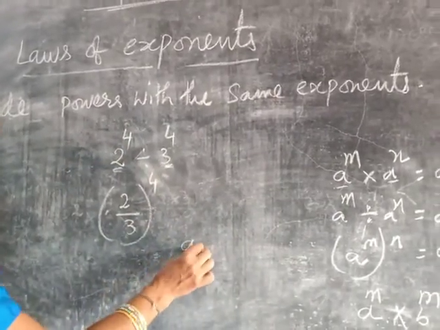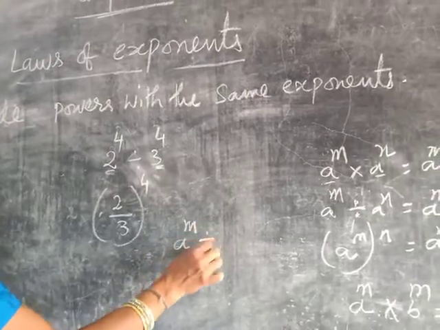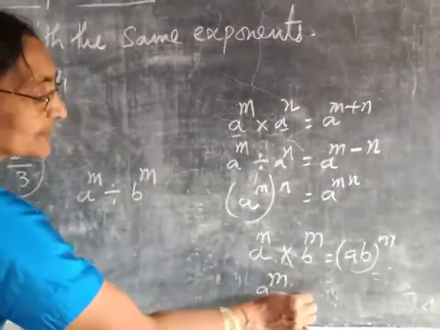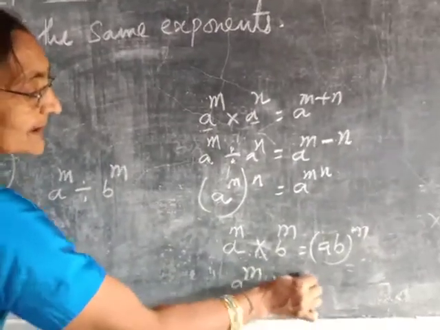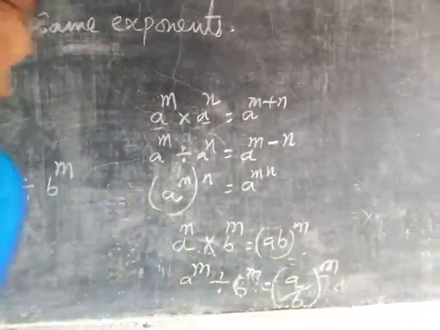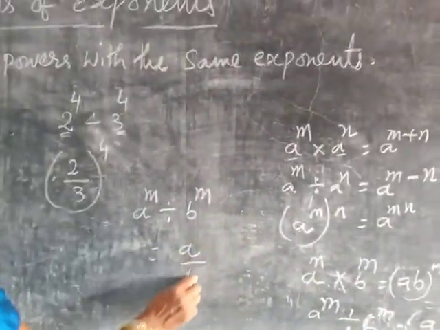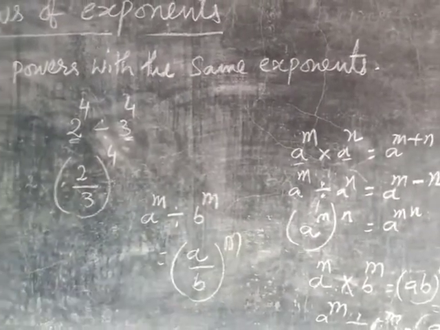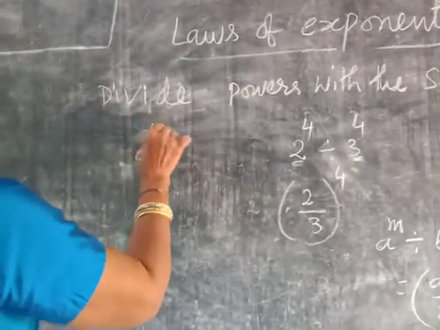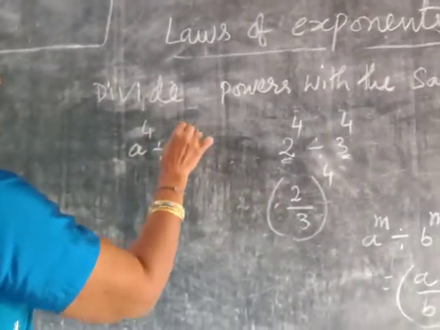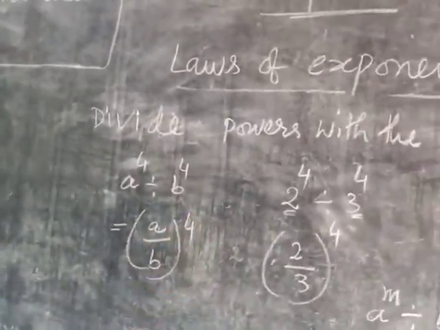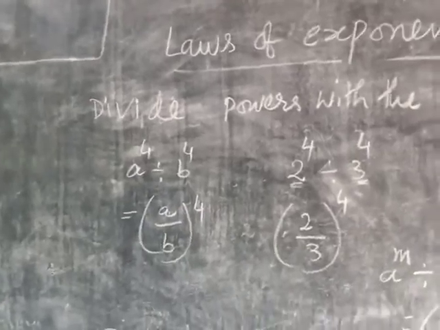Suppose, what is the formula? a to the power m divided by b to the power m means (a by b) whole to the power m. So what do you write? (a by b) to the power m. Do you understand? Another question: suppose a to the power 4 divided by b to the power 4 is given, what will you write? (a by b) to the power 4. This is dividing powers with the same exponents.